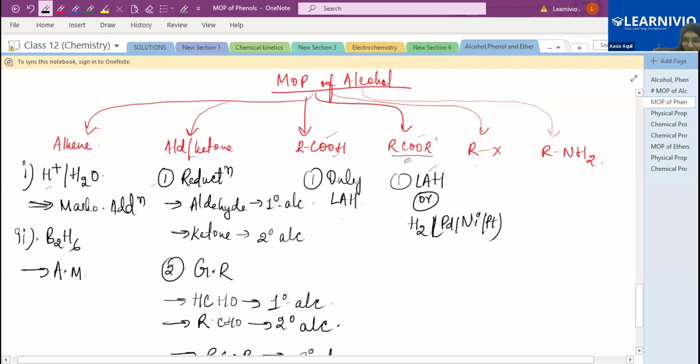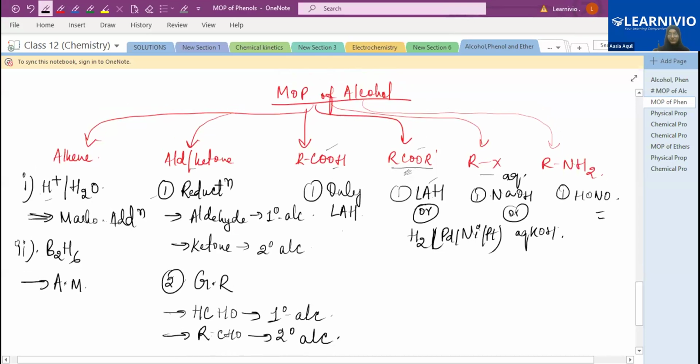Next, when alkyl halide is treated with NaOH, basically aqueous sodium hydroxide or aqueous potassium hydroxide, the SN2 reaction mechanism will be followed and you will get the corresponding alcohol. Last one, Muniba, can you tell me the reagent we use in the reaction of primary amine? HONO. Yes, HONO.